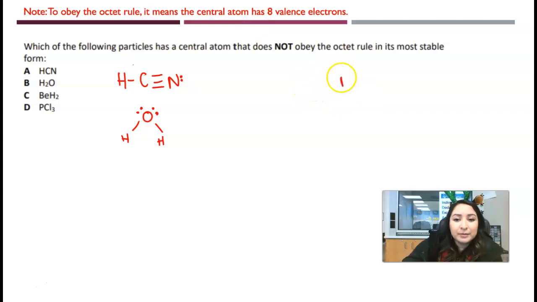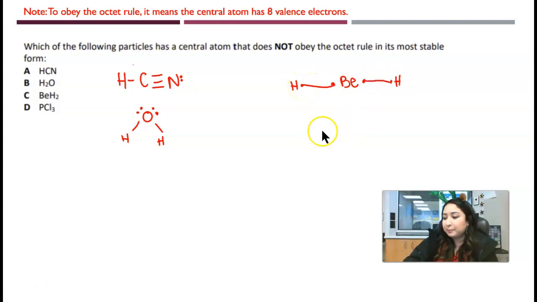BeH2, so beryllium has 2 valence electrons, right? 1, 2. Hydrogen has 1 each. This one I'm actually showing you. And then you bond the single ones. Boop. Boop. There you go.